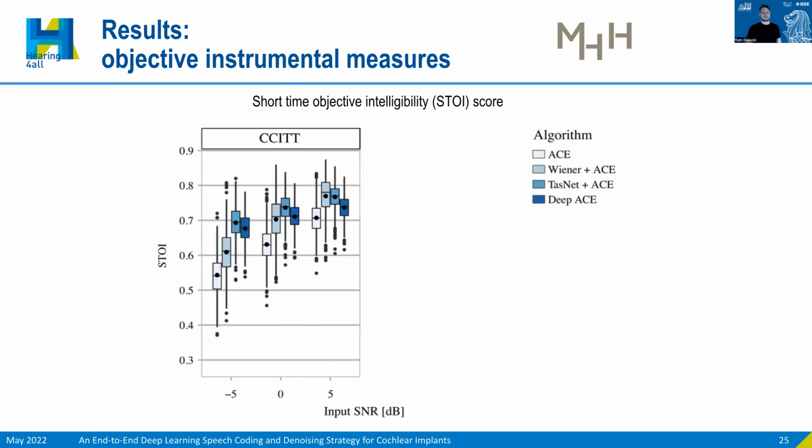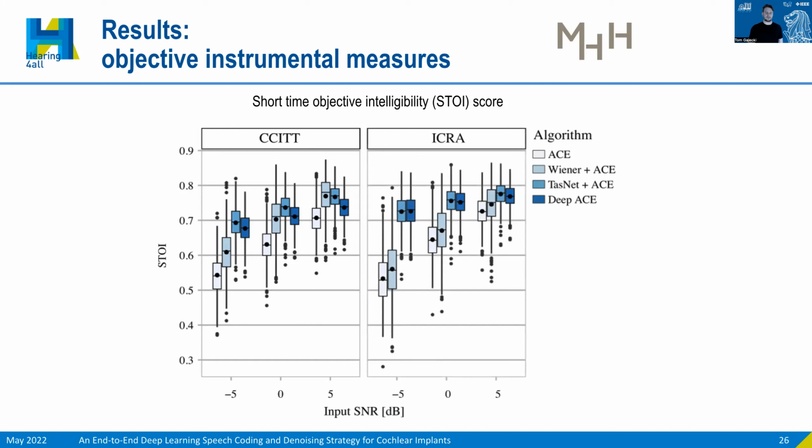As a second objective instrumental measure, we use the short time objective intelligibility score, also for 3 different input SNRs from -5 to 5 dB. In this box plot, we show again for the CCITT the STOI obtained for the unprocessed ACE, the Wiener plus ACE, the TasNet plus ACE, and the dpace. We can see again that both deep learning approaches are the ones with the highest means in general. And this is what we obtain with the ICRA background noise. Again, we can see that Wiener fails to improve with respect to ACE when compared to TasNet and dpace.